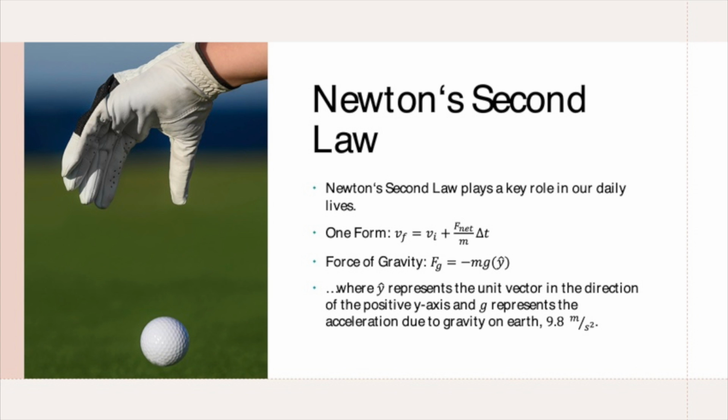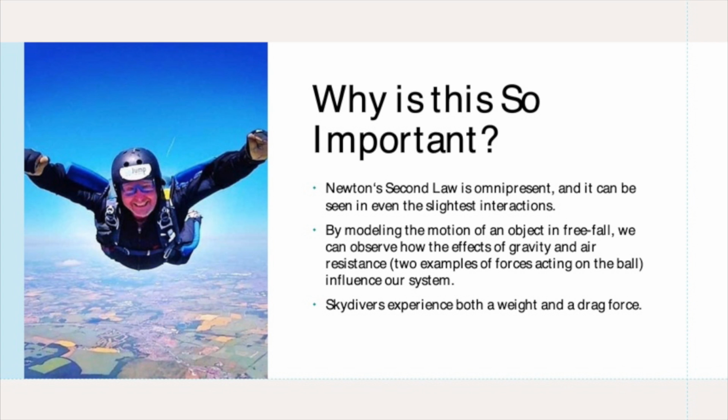The force of gravity is given by the mass of the object, in our case a crumpled piece of paper of mass 0.0045 kilograms, times the acceleration due to gravity on Earth, given by 9.8 meters per second squared, all in the direction of the negative y-axis, displayed above as y hat. We will also be discussing the presence of a drag force, which influences the ball from the moment it is let go. So why is this all so important?